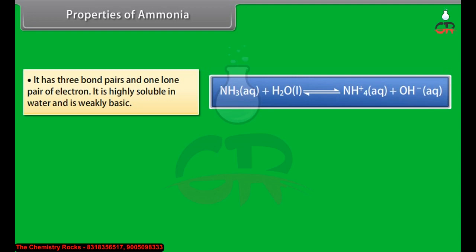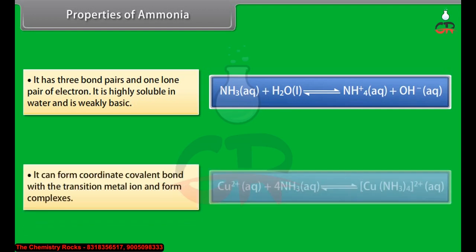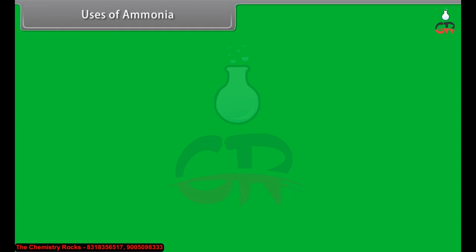It is highly soluble in water and is weakly basic. It can form coordinate covalent bonds with transition metal ions and form complexes. Uses of ammonia. The important uses of ammonia are the following.